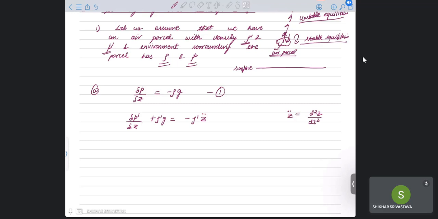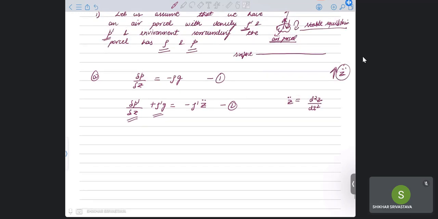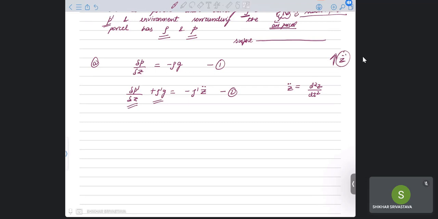So you have an environment which is in hydrostatic equilibrium, and in that environment you have a small air parcel. You displace it in some direction such that it acquires some vertical acceleration, and that vertical acceleration will be a balance between the pressure gradient force and the gravitational force acting on that parcel. So these are the two equations of motion. Is this clear? This is for the environment, and this is for the parcel.